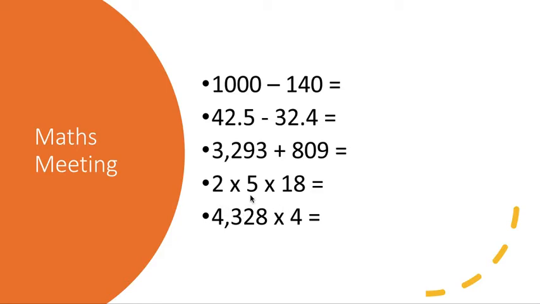2 times 5 times 18. So you do need to do the 2 times 5 before you can multiply it by 18. And finally, a column multiplication. 4 times 8, 4 times 20, 4 times 300, 4 times 4,000. Combine it all together to find your answer. Pause the screen and work them out.